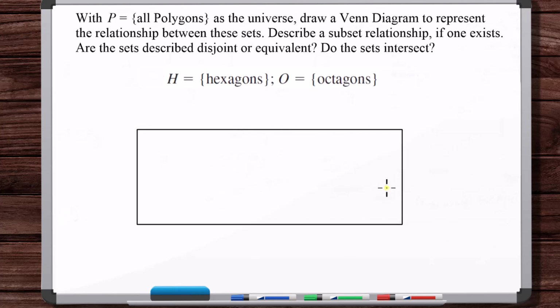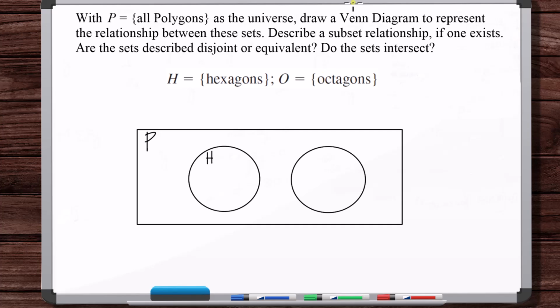Okay, let's see. We've got the set of all polygons. Now let's see, how do hexagons relate to octagons? Well, these are going to be disjoint. Disjoint means that they're completely separate. They don't intersect, because no hexagon is an octagon and no octagon is a hexagon. It's two totally different categories of polygon, but they're both subsets of polygons.